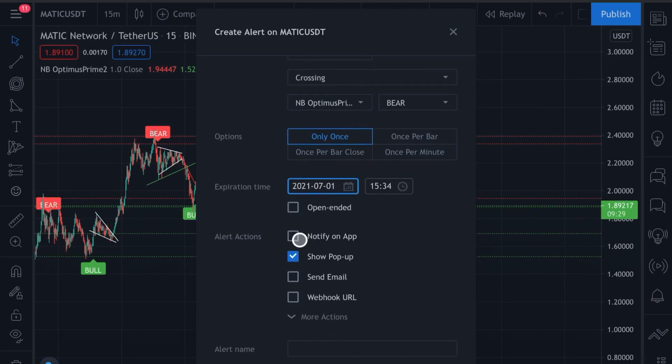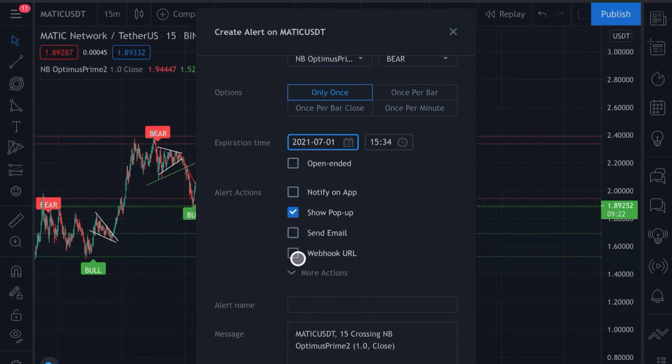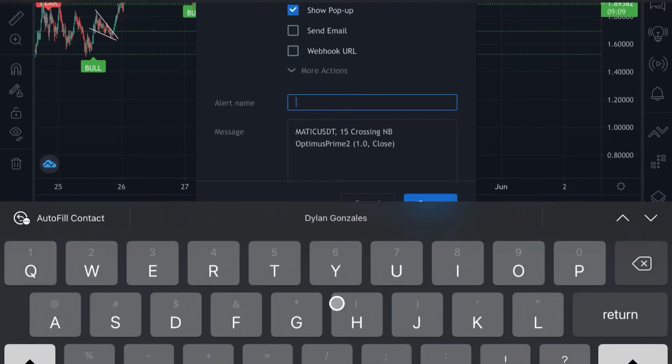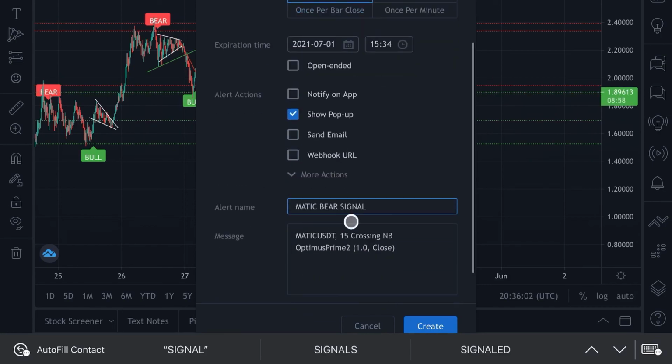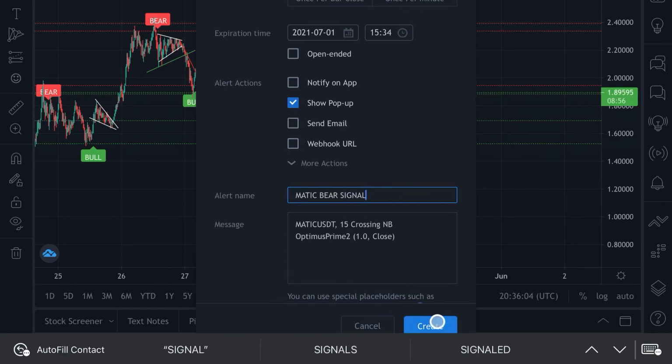So you can notify on the app, or if you have the app, you can show pop-up, you can send email, or if you have 3Commas automated trading, you can actually connect this to your bots with a webhook URL. But you'll need to check out our automated trading course for that information. We're just talking about how to use Nitros Bull manually in this video. So then you'll say Matic bear call. There you go. So you'll name your alert, and you can create.